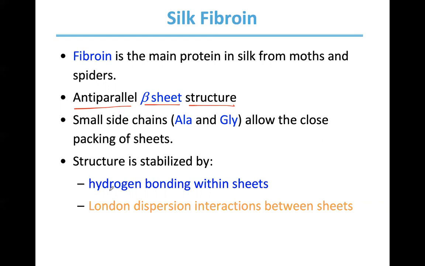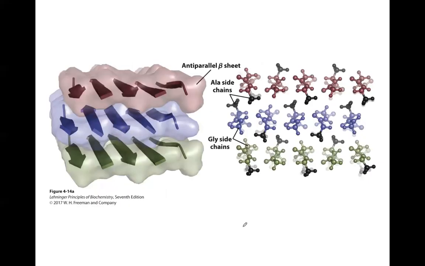And so here there's hydrogen bonding within sheets and London dispersion forces between sheets. And so here are our sheets, right? So this is anti-parallel. You can see here, this is coming towards us. This is away from us, towards us, away from us. And so between each other, there is hydrogen bonding. And between the sheets, there's a lot of van der Waals type interactions. So silk fibrin is one of the strongest proteins as well.